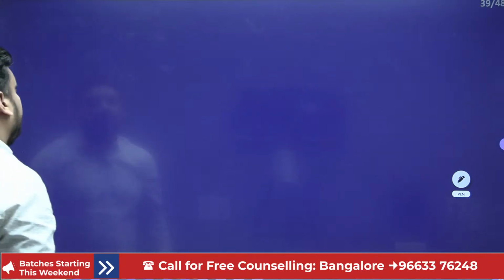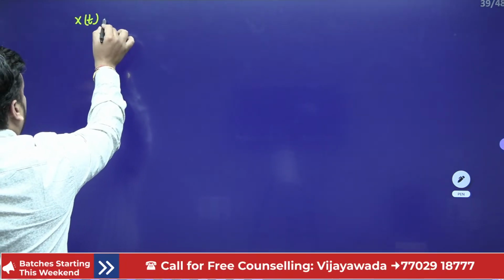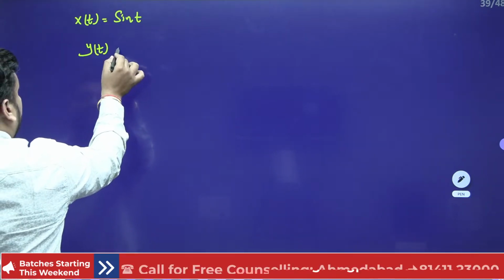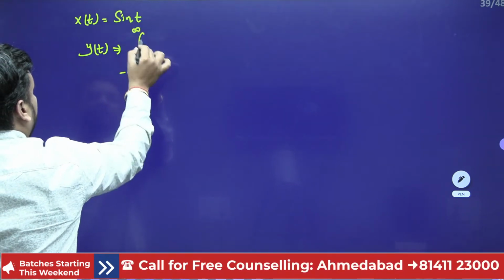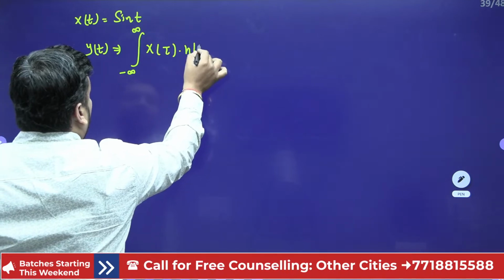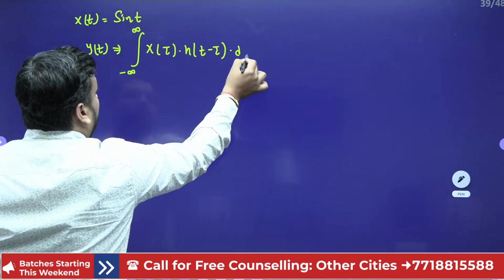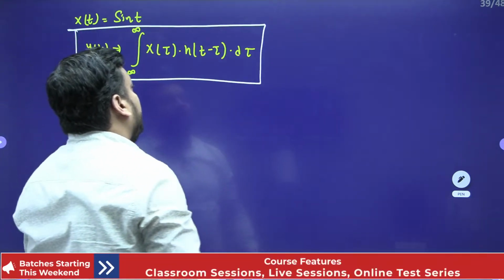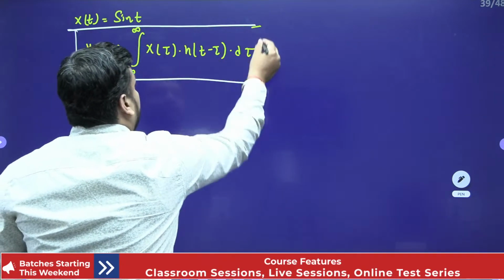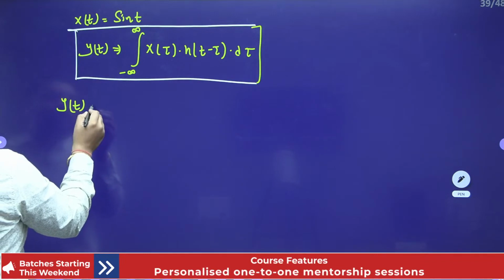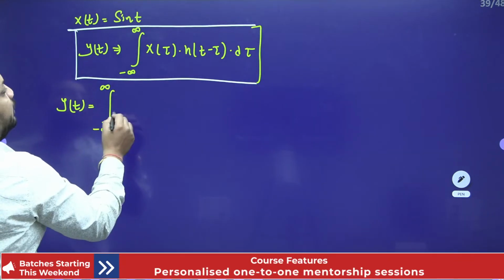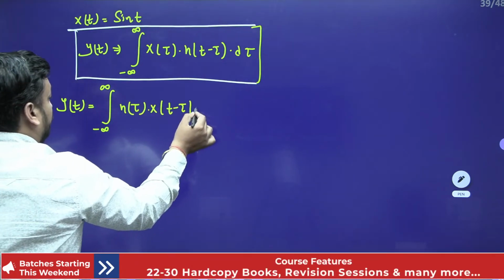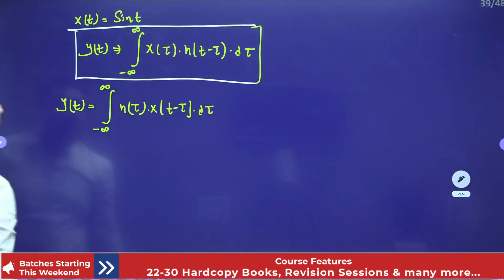If I check for sin t, now x(t) is nothing but sin t. The process will remain the same. I can write y(t) equal to the integral from minus infinity to infinity of x(tau) h(t minus tau) d tau. This is my convolution formula. But I know that convolution is commutative, so I can also use this formula: y(t) equal to the integral from minus infinity to infinity, this time h(tau) as it is, and x(t minus tau) d tau. Why have I written it like this? Because I know that it is commutative.